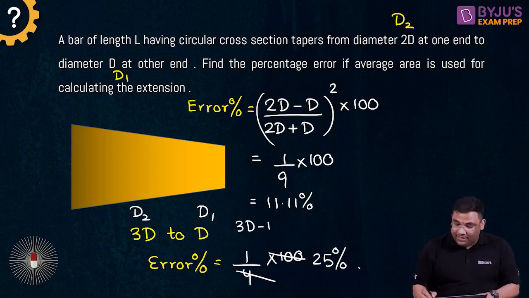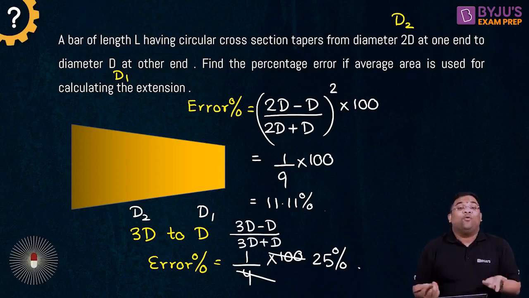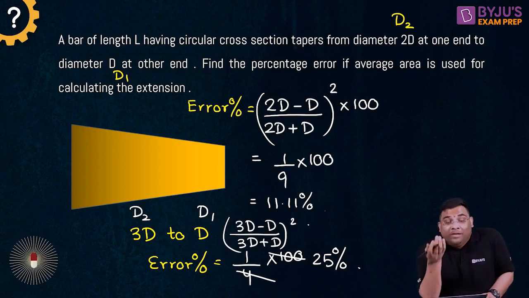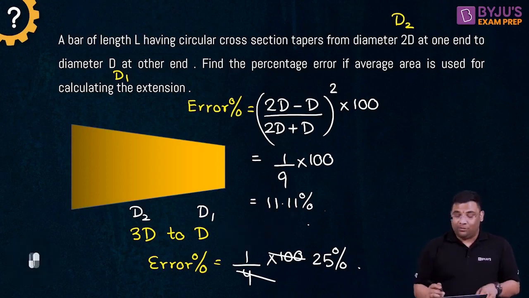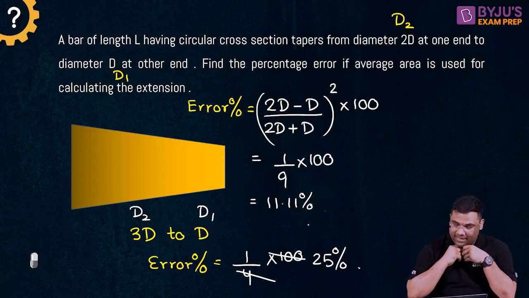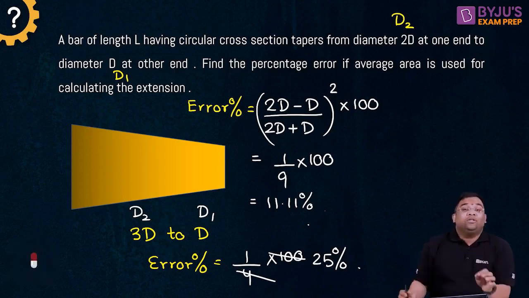3D minus D by 3D plus D. So 2D by 4D. And whole square obviously. Okay. So 2D by 4D means what? 1 by 2 whole square. So 1 by 4 into 100 is 25%. So like this, anything they ask you in the examination, you can easily solve, right? Anything they ask you in the examination, you can easily solve that.